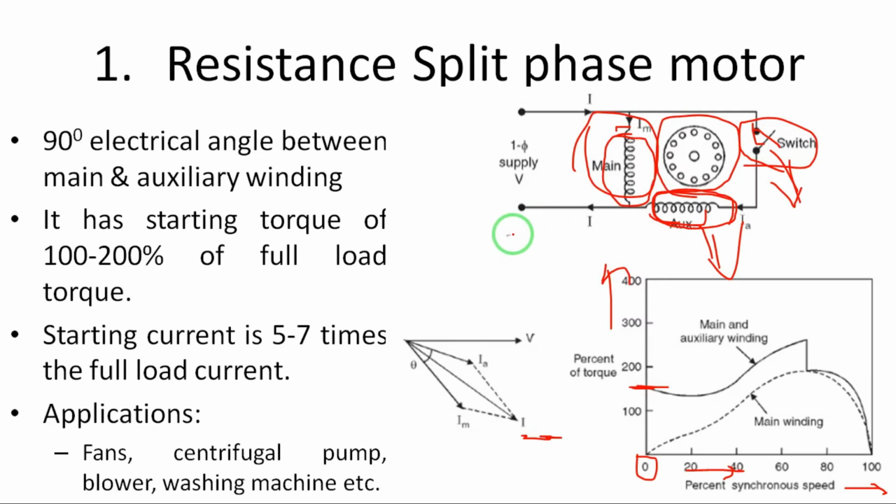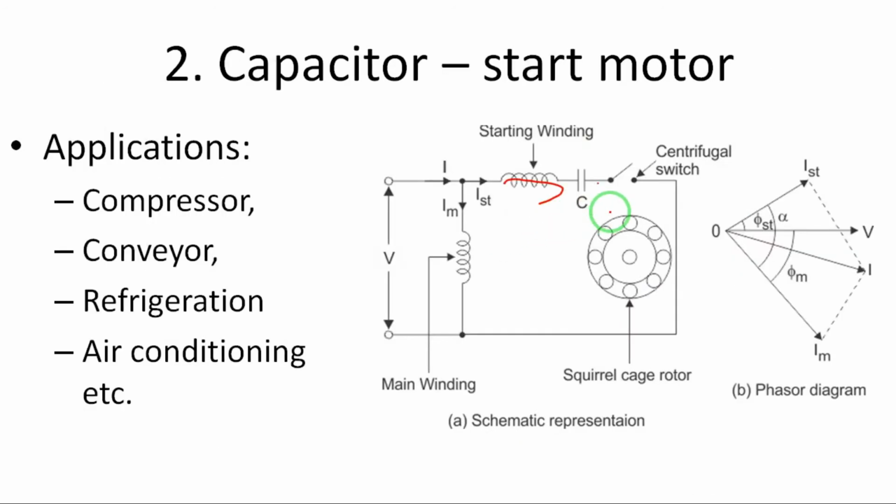Here also a torque is developed, but the starting current will lead compared to the main current, because of the capacitor only. So this capacitor is used at the time of starting only. Initially the switch is in the closed position.